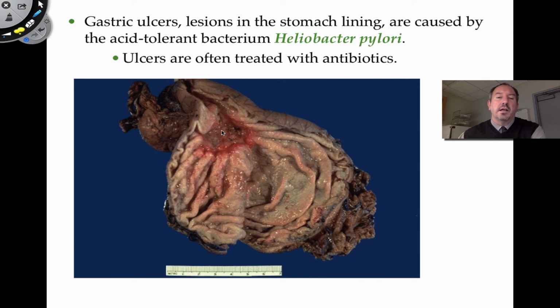And so gastric ulcers in particular are lesions of the stomach lining. And what we've found is that they could be made worse by the acidic nature of the stomach, but ultimately one of the major causes of gastric ulcers, as it turns out, is a bacterium.